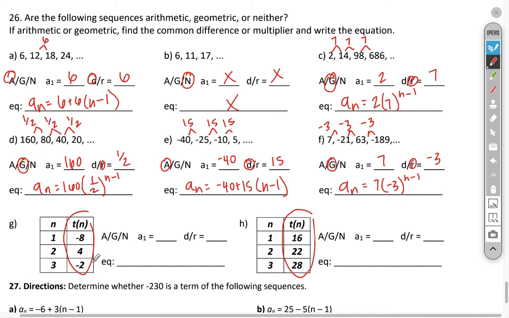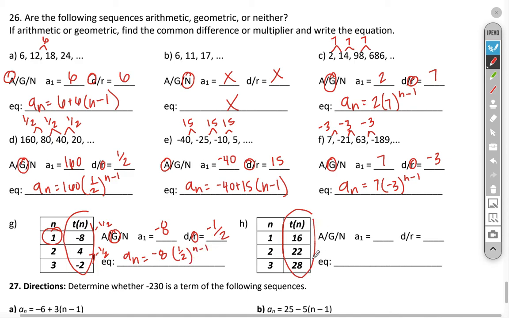So negative 2 divided by 4 is going to give us negative 1/2. And then 4 divided by negative 8 also gives us negative 1/2. So the answer there is geometric. Our a sub 1 is our first term, negative 8. We have a ratio of negative 1/2. And our equation is going to be a sub n equals negative 8 times negative 1/2, and then n minus 1.